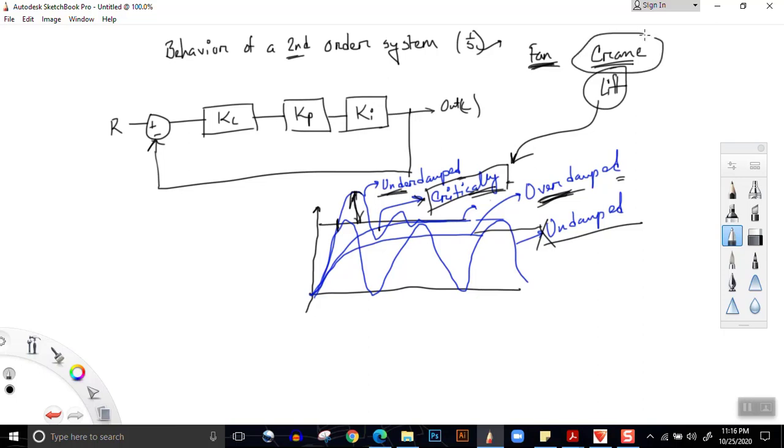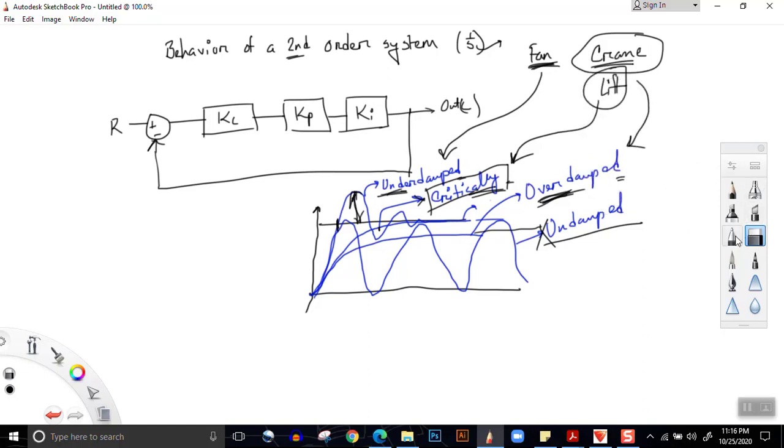In case of crane, we are more inclined towards an over damped system because of its higher stability. In case of fan, we want an under damped system more because we want faster response. So what will be the system that we design? It will depend on a lot, on its specific area of operation.